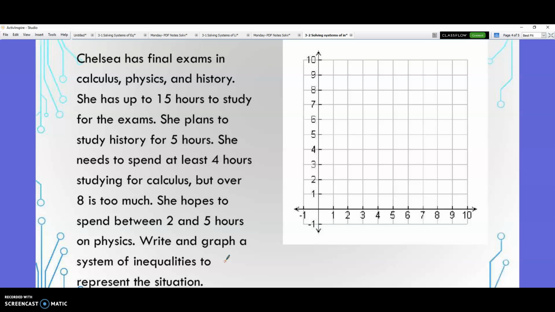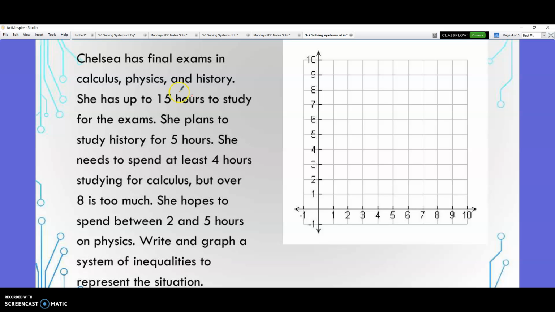She plans to study history for 5 hours. She needs to spend at least 4 hours studying calculus, but over 8 is too much. She hopes to spend between 2 and 5 hours on physics. Write and graph a system of inequalities to represent the situation.